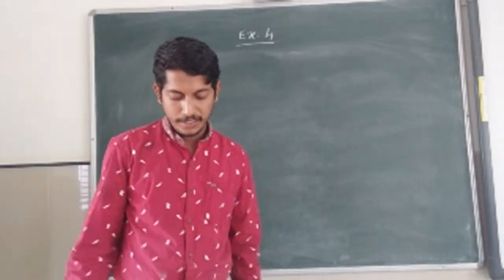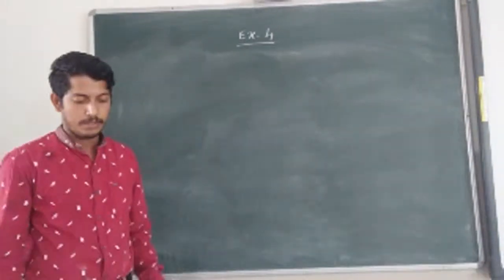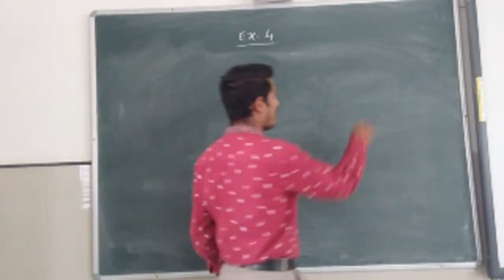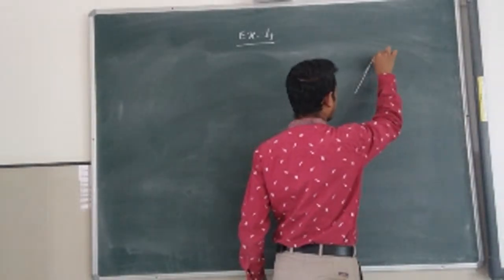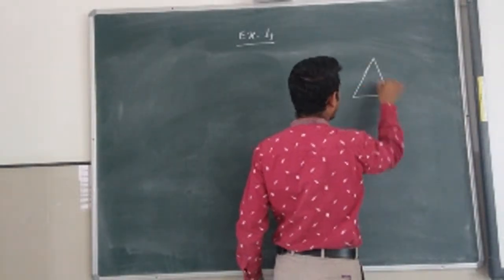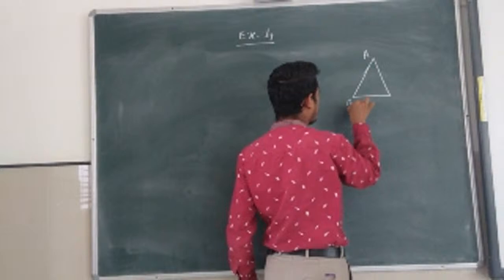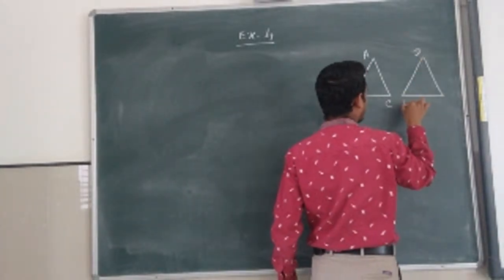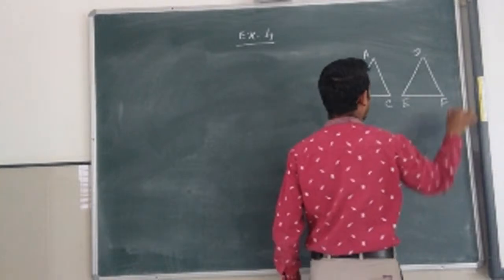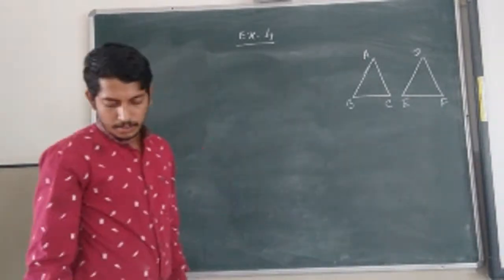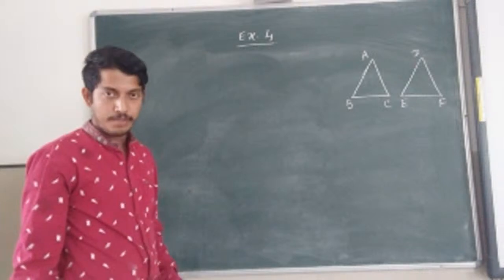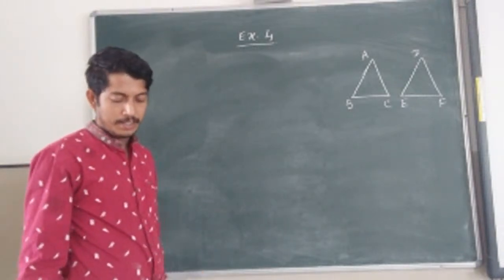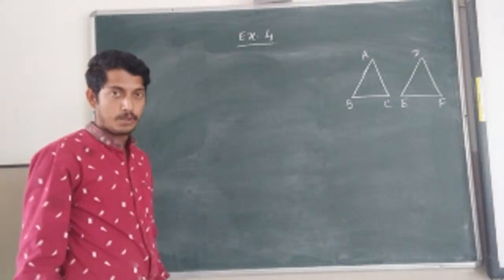So if the areas of two similar triangles are equal, I'll consider two triangles, ABC and DEF. Triangle ABC and triangle DEF. If the areas of two similar triangles are equal, prove that they are congruent.